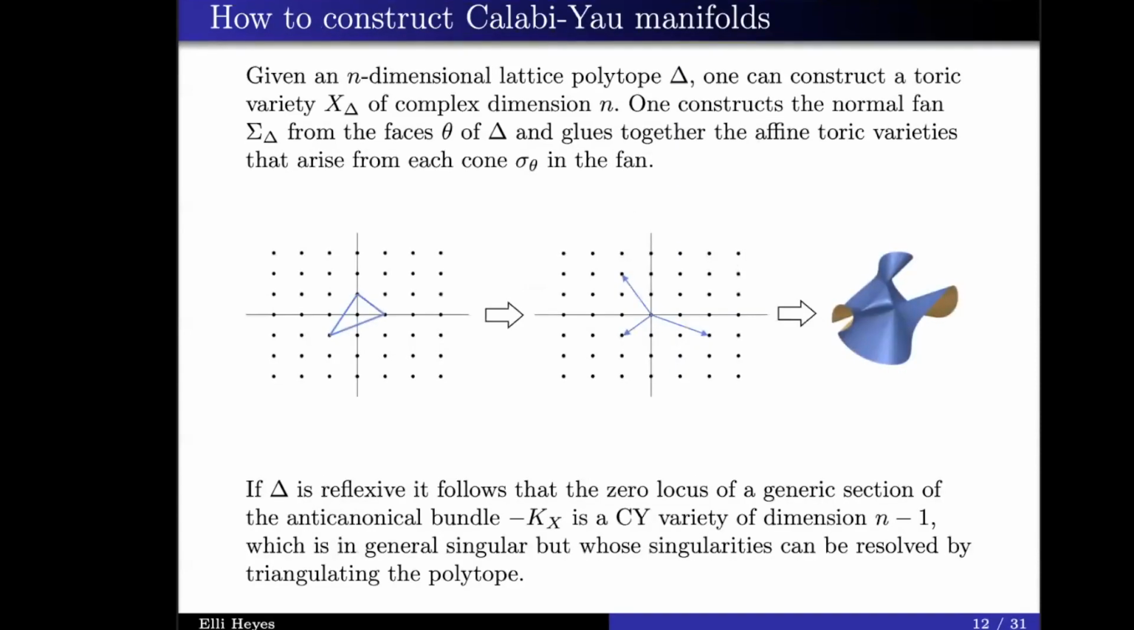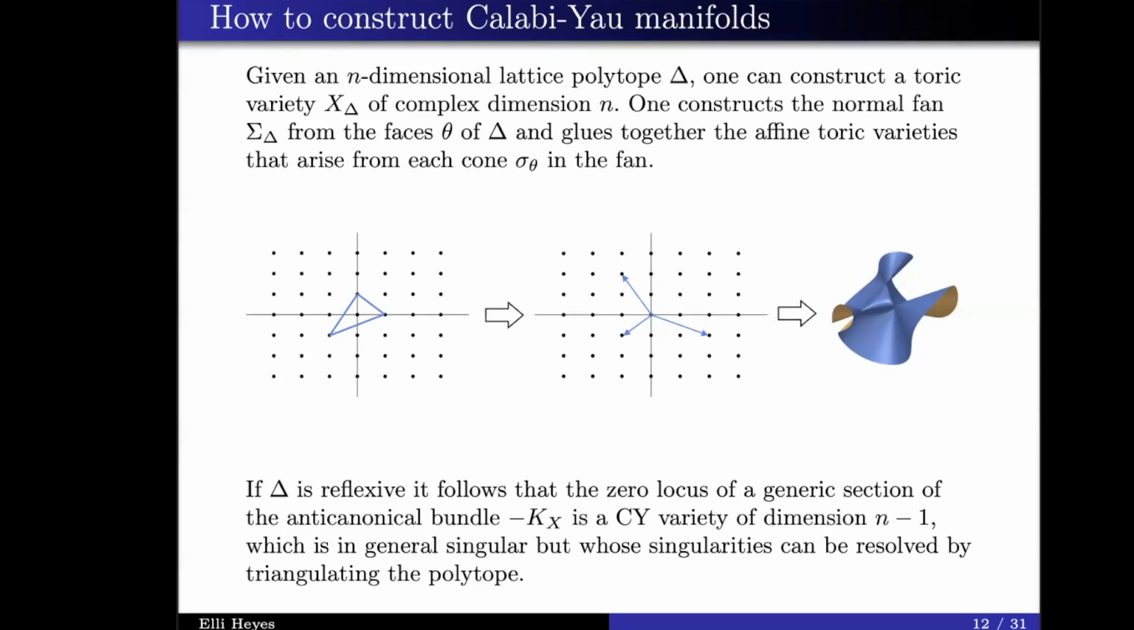So how do we construct Calabi-Yau manifolds? There are many different ways you can do this. The method that I'm going to speak about today is also the method that Ed spoke about yesterday, and also Tom mentioned in his talk as well. And that's constructing Calabi-Yau hypersurfaces in toric varieties.